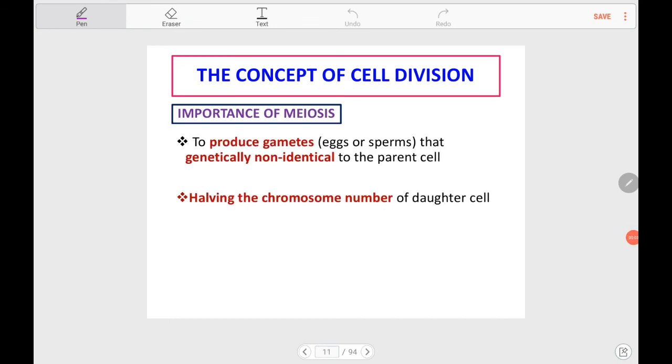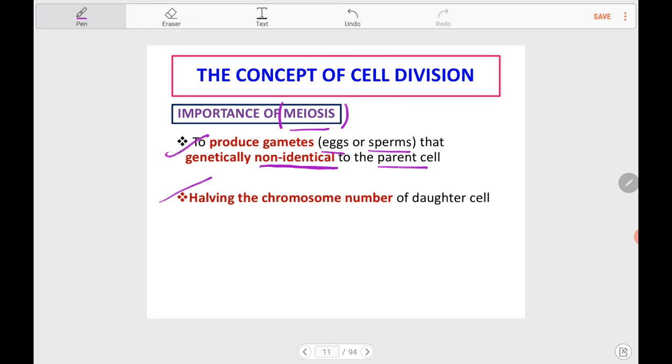Importance of meiosis. So first is to produce gametes. So gametes can either be eggs or sperms that are genetically non-identical to the parent cell. So ini one of the major characteristic for the process of meiosis that is different from mitosis. So previously in mitosis, we know that after the process have completed, the daughter cell are genetically identical. But during meiosis, the daughter cells are genetically non-identical to the parent cell. Maksudnya, genetic composition dalam daughter cell takkan sama dengan genetic composition yang ada di dalam parent cell.